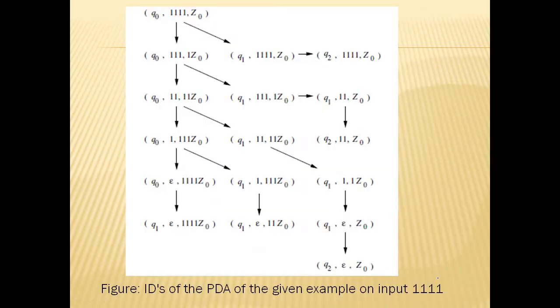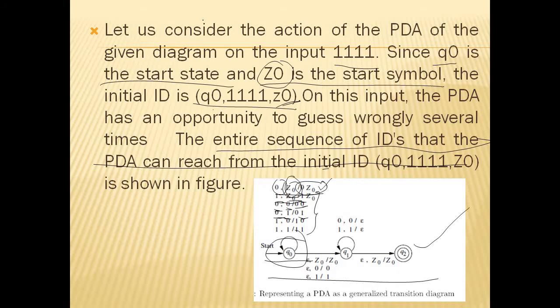Here, this is the starting ID Q0, this is the input, and this is the stack element. So if input is 1, then what do we do in this diagram? If input is 1 and the stack element is Z0, 1 Z0, then we are pushing.